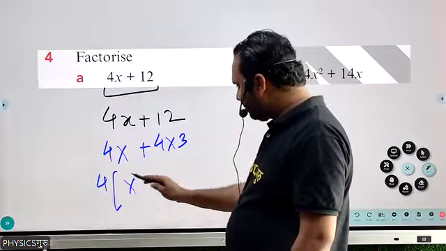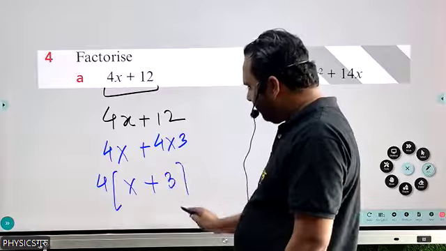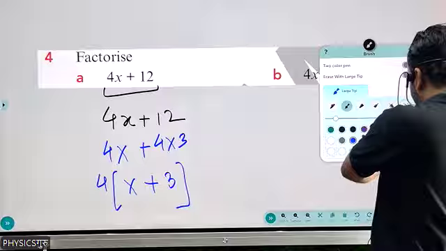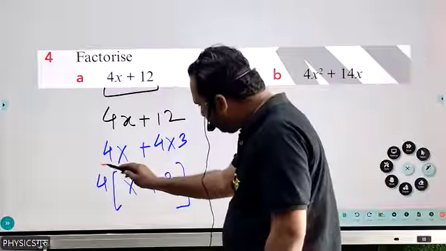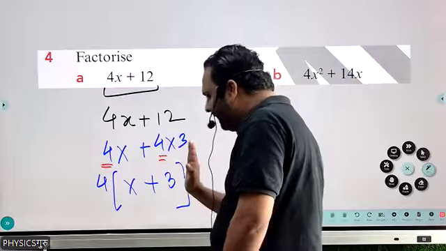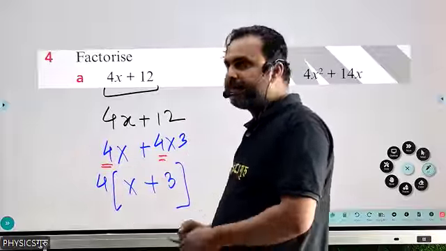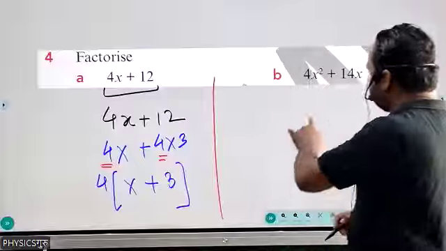So it is x plus 3. If you take 4 as common, we have 4 here and this is also 4, so you can easily take 4 common. So what is left? x plus 3. Similarly, question number B.